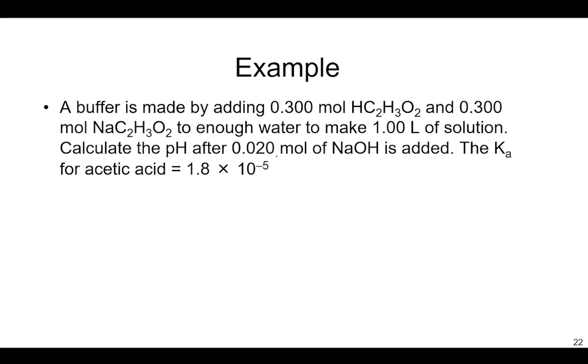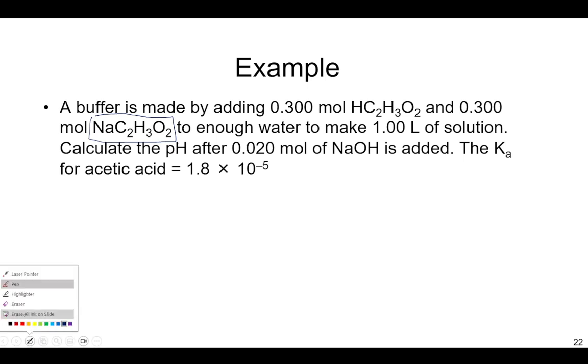We've read through it once. Let's read through it again and identify what are the acids and what are the bases. A buffer is made by adding 0.3 moles of HC2H3O2. So this is clearly the acid. It's leading with H. And NaC2H3O2. This is clearly the base.